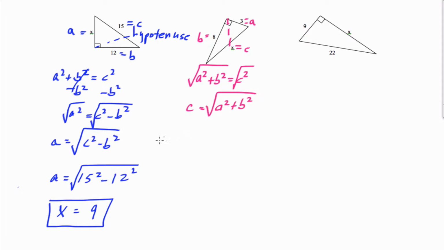And now I just substitute. c equals the square root of 3 squared plus 8 squared, and you can see that it wouldn't have mattered if I had reversed these. 3 squared plus 8 squared is the same as 8 squared plus 3 squared. And when you put that in your calculator, you end up with 8.5.